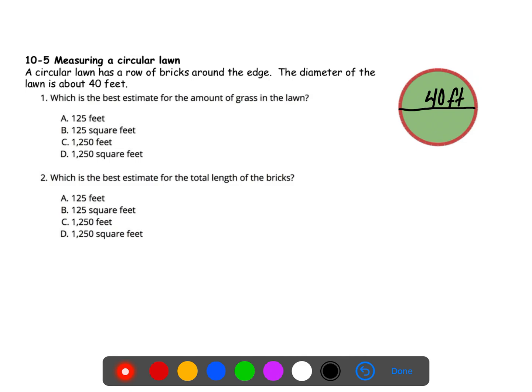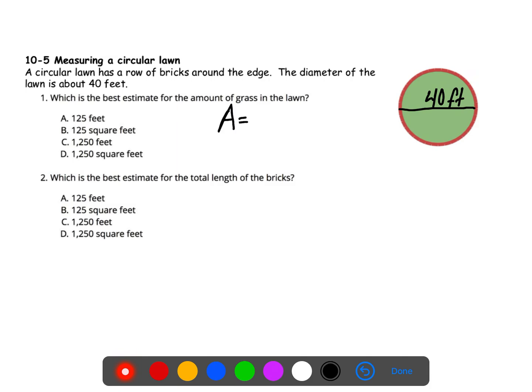Which is the best estimate for the amount of grass in the lawn? They even color coded it for us. So we're talking about all the grass here in the lawn. We're talking about the surface area of this lawn, how much grass it contains. So we're going to need to use that formula for area.